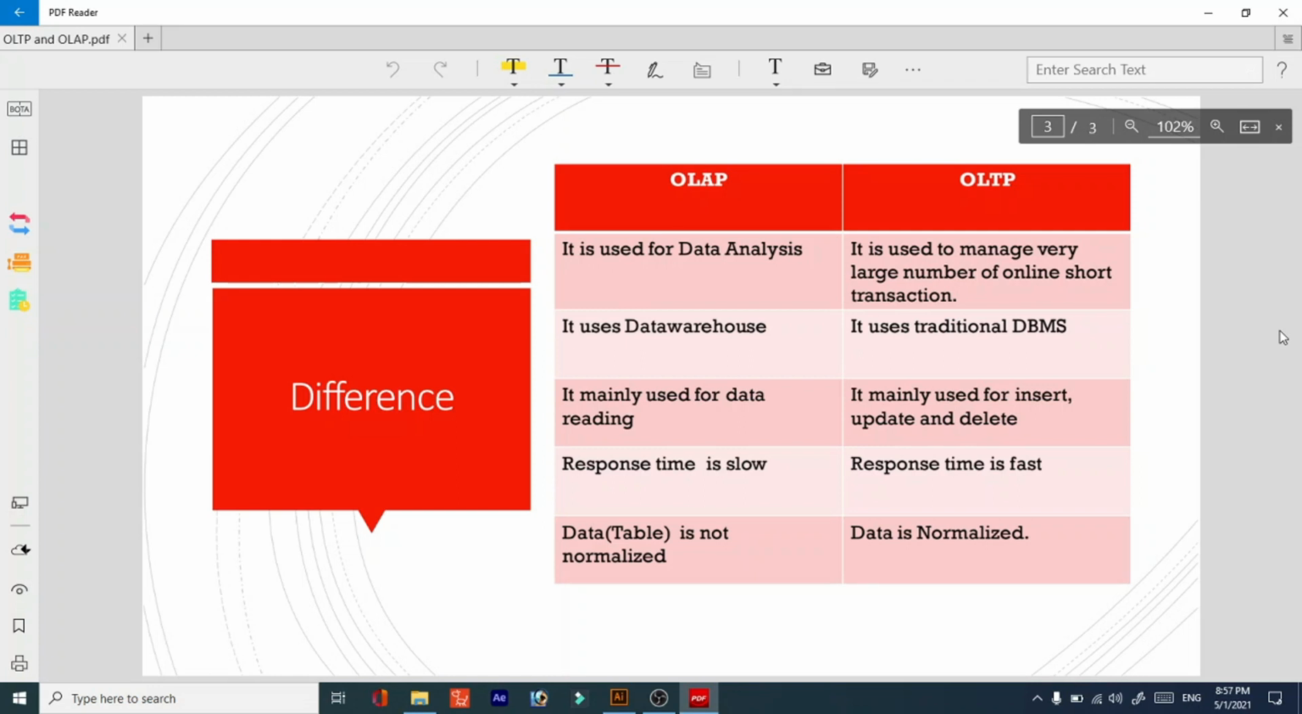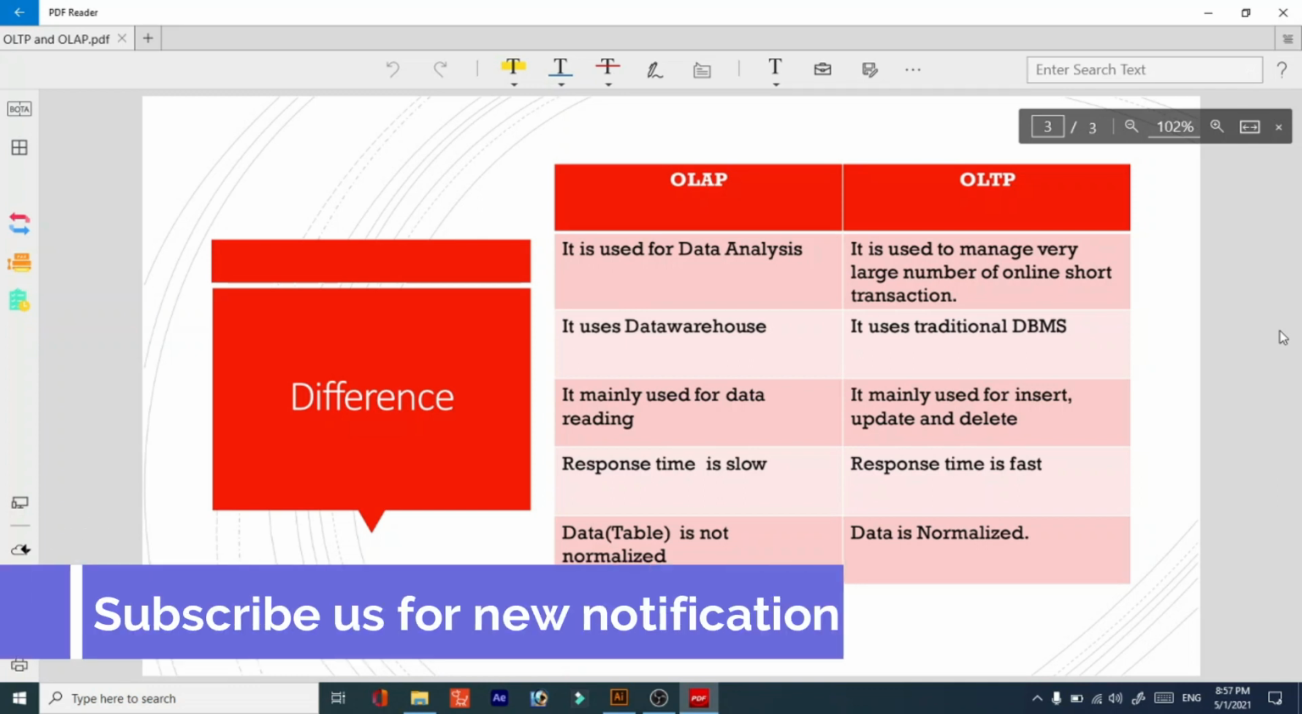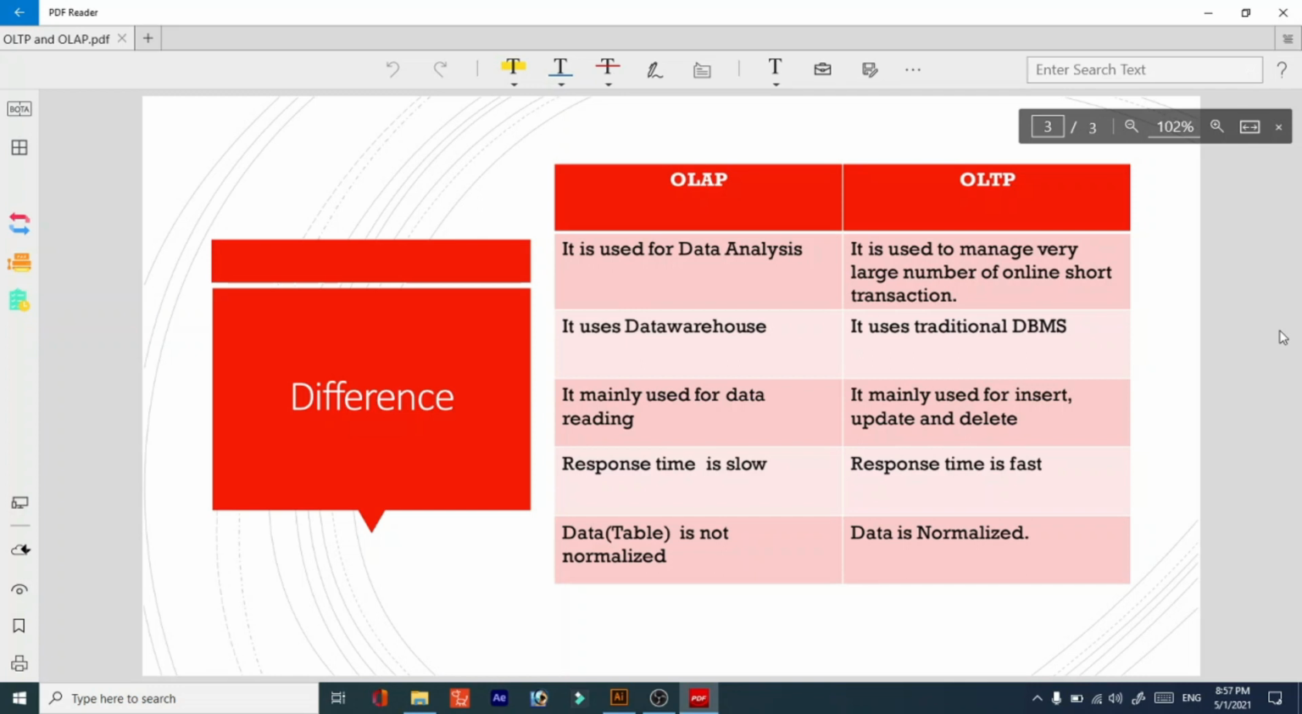So basically, what's the difference between them? We need to identify. So I have pointed out a few differences. There are 5 differences, broadly. So I will go one by one.